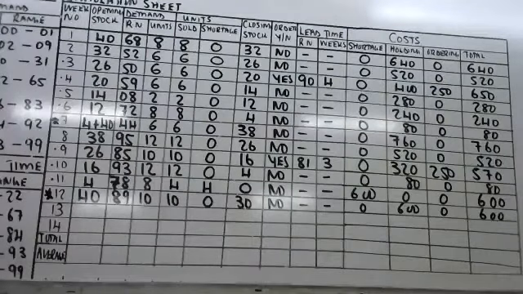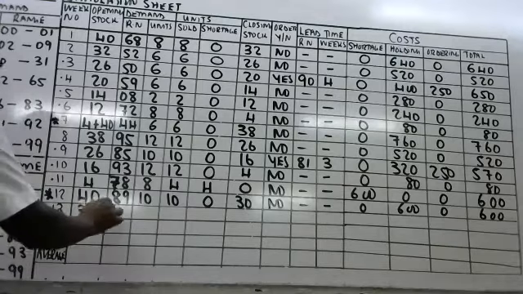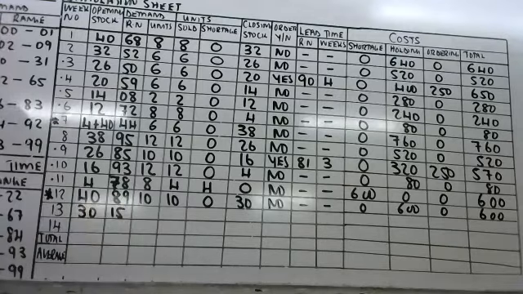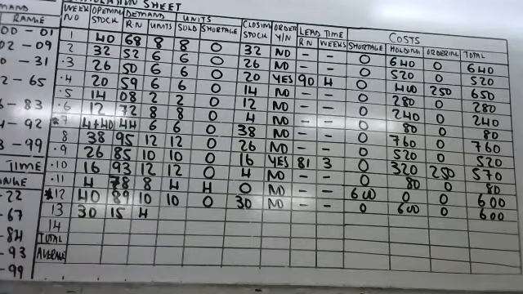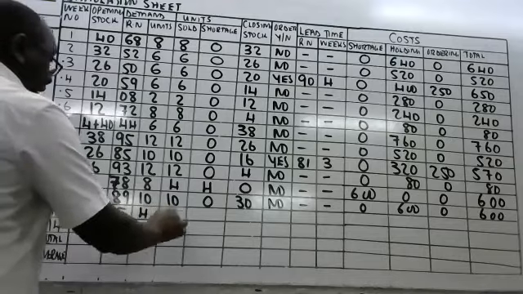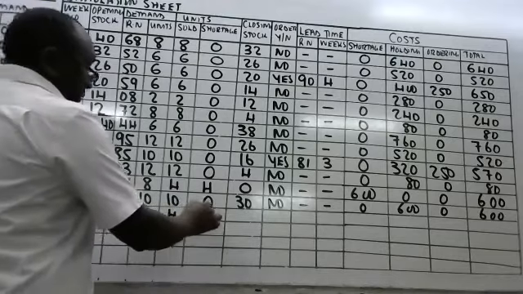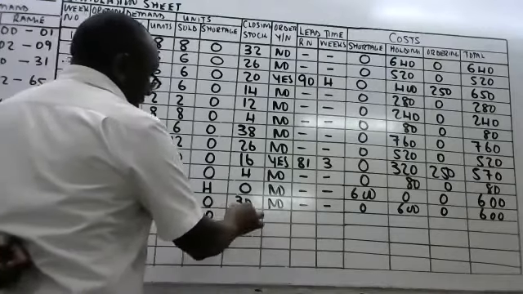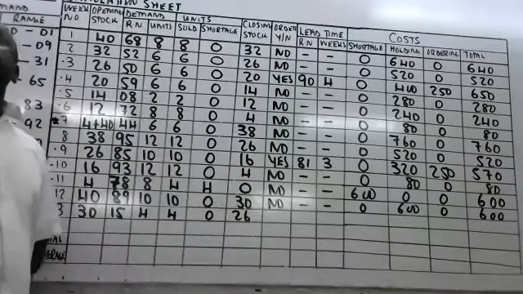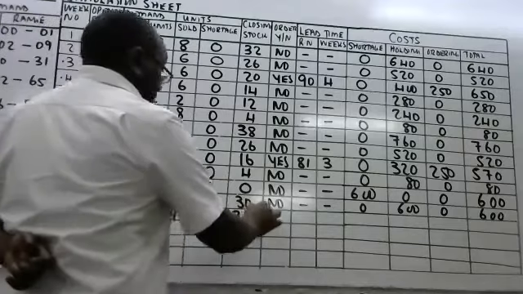Week number 13. We are opening with what? 30. Random number 15. That qualifies how many units? 4. We sell 4. A shortage of 0. So the closing is 26. Do we place an order? Yes. Very good.